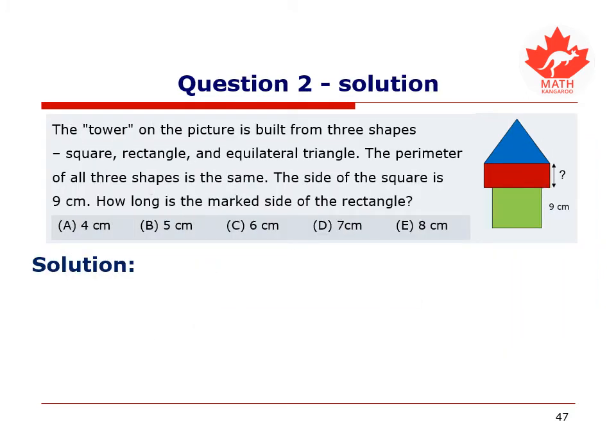Hi, welcome back. Let's have a look at the solution. So we're told that the tower in the picture is built from 3 shapes: a square, a rectangle, and an equilateral triangle. The perimeter of all 3 shapes is the same, and the side of the square is 9 centimeters. How long is the marked side of the rectangle? I'm going to start by redrawing the tower.